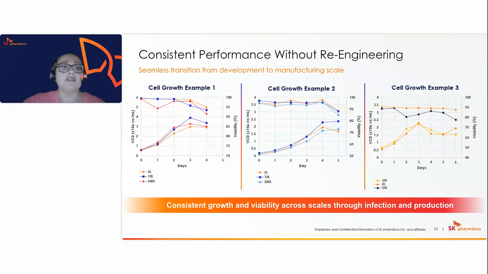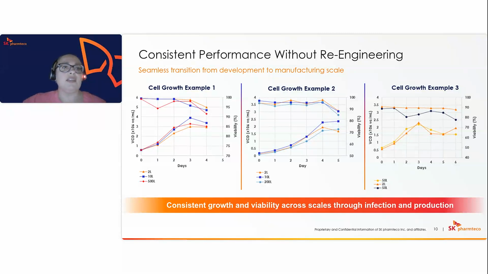all reactor sizes. And for adenoviral vector, we know that maintaining that cell health and growth kinetics across scales is extremely important because vector productivity is highly dependent on infection timing, metabolic state, and cell viability. So if scale-up introduces major shifts in growth behavior, it often requires re-optimization, which adds time, costs, and regulatory complexity.